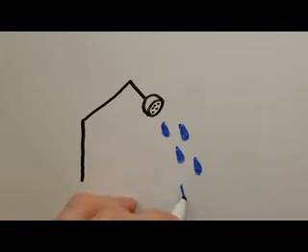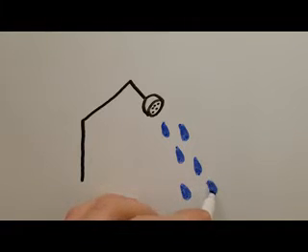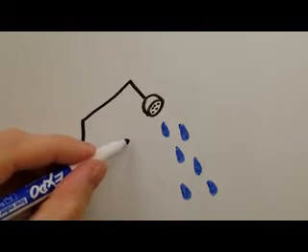Shampoo is meant to break up any buildup that you have on your scalp. Conditioner is made to hold in moisture in your hair.